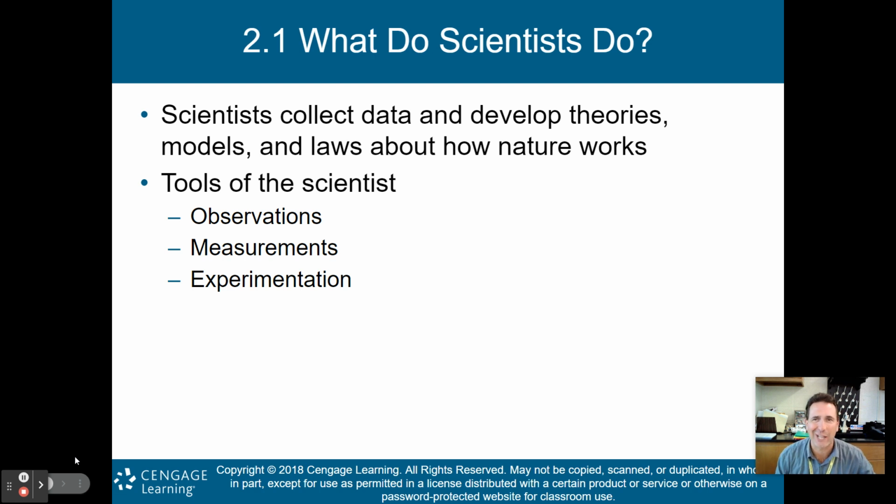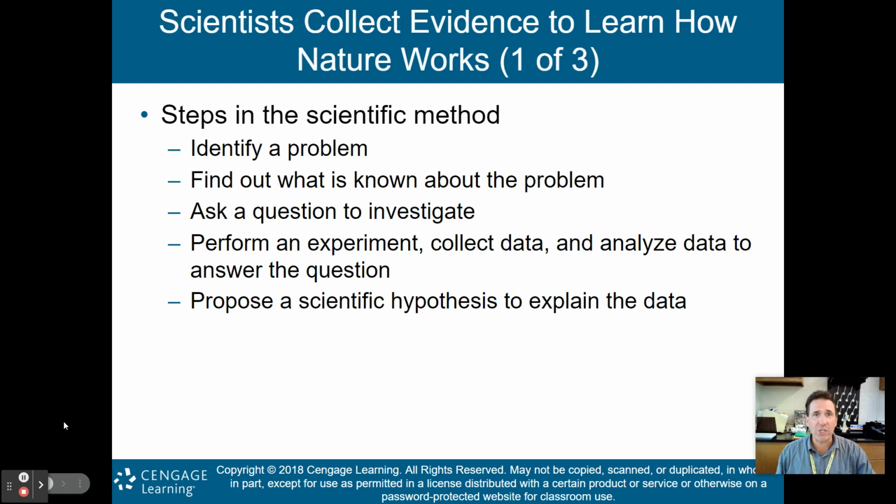So what do scientists do? Well, scientists collect data and develop theories, models, and laws about how nature works. So what are the tools of scientists? Again, I think you guys know this: observations, measurements, and experimentation. So how do scientists collect evidence and actually use it? Well, we have the steps in the scientific method. And again, a lot of this is going to be review for you guys.